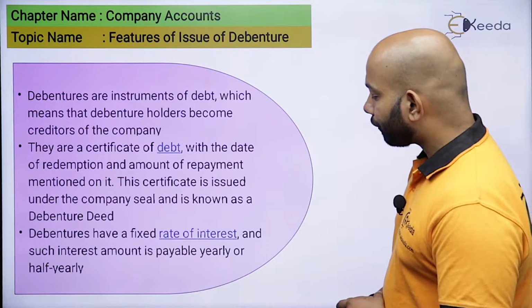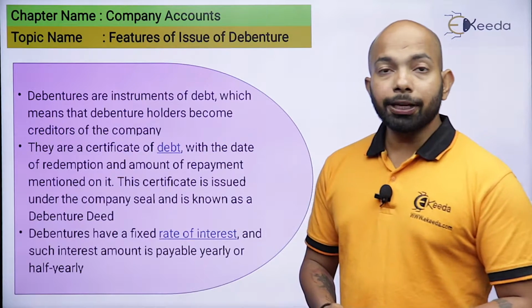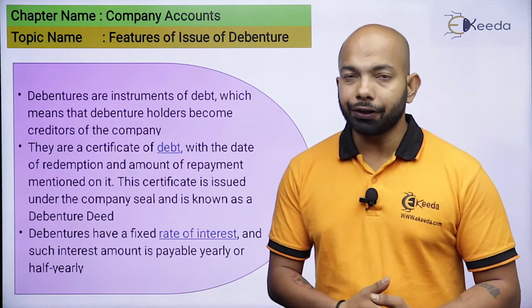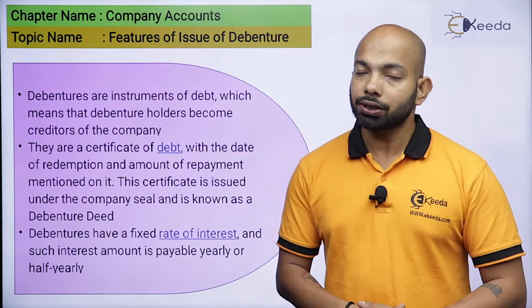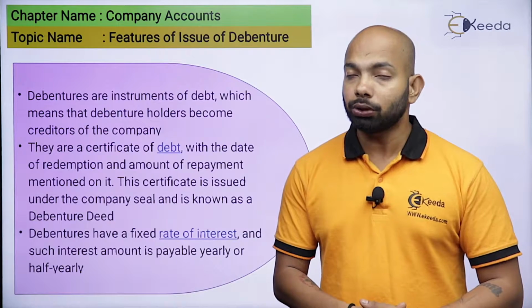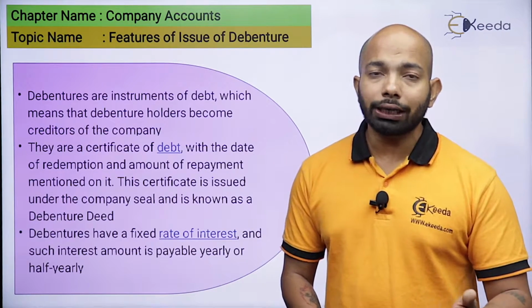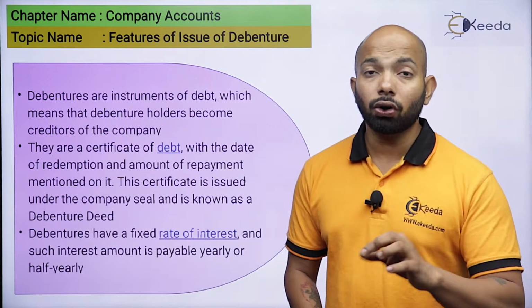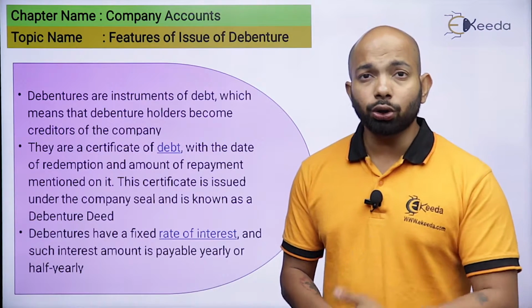Debentures have a fixed rate of interest and such interest amount is payable yearly or half yearly. Debentures, unlike shares where they have dividends, don't have dividends at all. They have a fixed rate of interest which is supposed to be provided by the company to these debenture holders, and this can be provided on a half yearly or yearly basis. That means once in a year or twice in a year, which is at the company's discretion. Let's go to the next point.